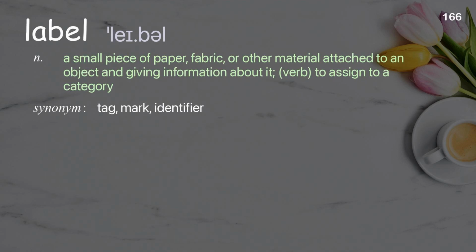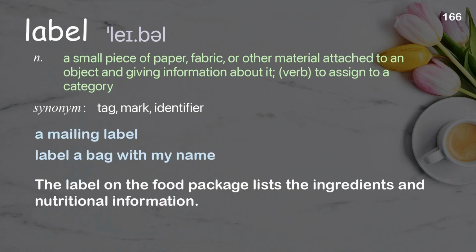Label. A small piece of paper, fabric, or other material attached to an object and giving information about it. Verb, to assign to a category. Examples: A mailing label. Label a bag with my name. The label on the food package lists the ingredients and nutritional information.